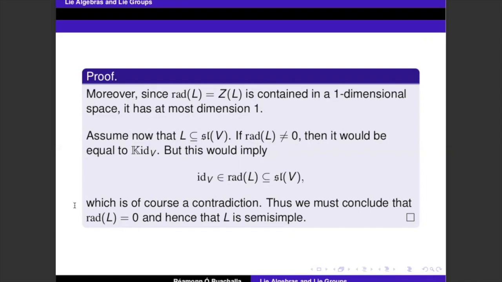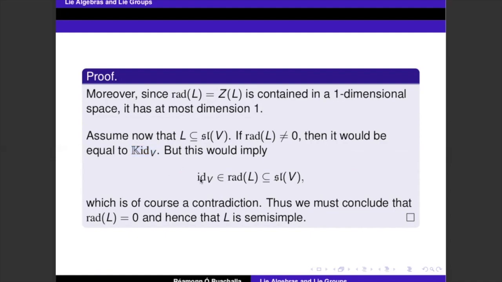Something was reductive if this was satisfied. But if in addition you asked that the two of these things were not only equal, but equal to zero, then that's what semi-simple was. So if the center of the radical is zero, then we've got semi-simplicity. Great. If the radical was not zero, then it would have to be equal to the one-dimensional vector space spanned by the identity, because we previously showed that it was contained inside. This is a one-dimensional space. If it's contained inside there and it's non-zero, it has to be equal to everything.